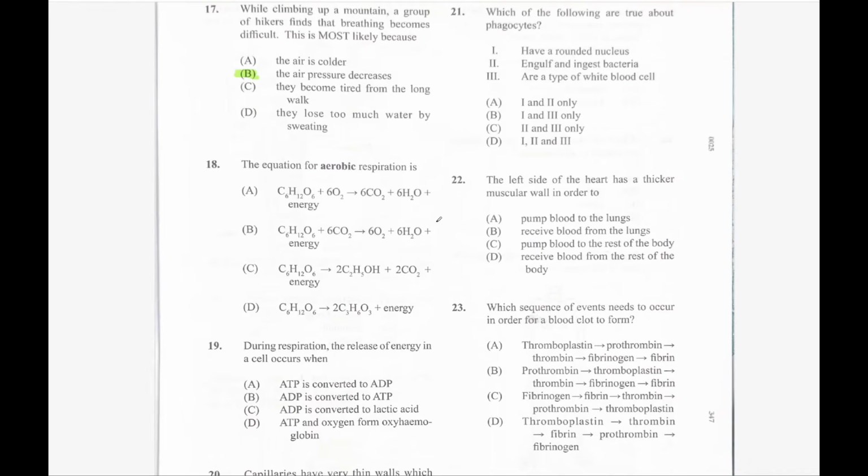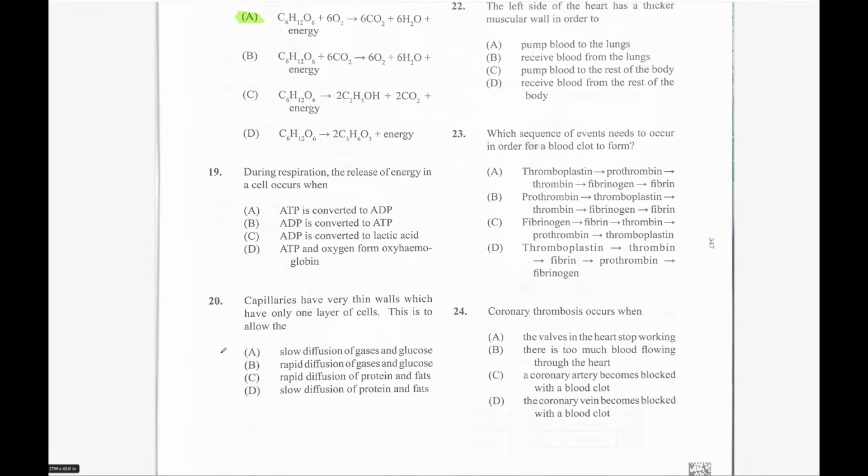18, the equation for aerobic respiration. Aerobic is in capital letters, so we know, it is in bold letters, in fact. So we know we are looking for oxygen with glucose, the only one that has oxygen with glucose to produce carbon dioxide, water, and energy is A.